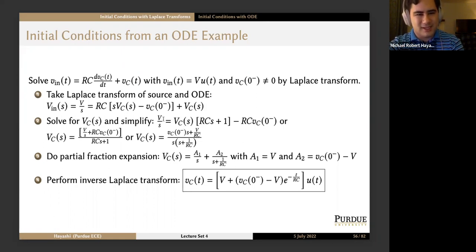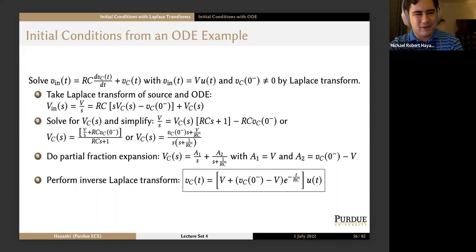So we'll solve for Vc(s). Let's see, we'll regroup and we'll get Vc(s) times the quantity RC times s plus 1, closed quantity, minus RC Vc(0-) equals V over s. Or, let's see, moving things around. So we'll resolve the subtraction by moving it to the other side. Then we'll divide through by RC s plus 1. So we'll get V over s plus RC Vc(0-), all over RC s plus 1.